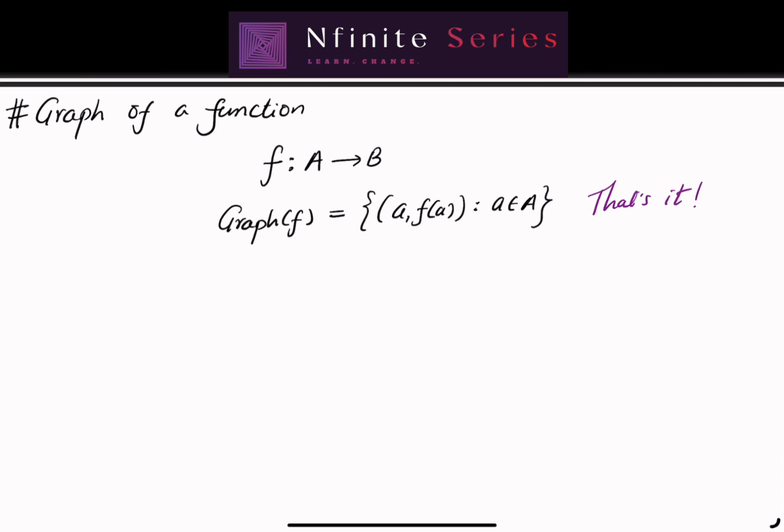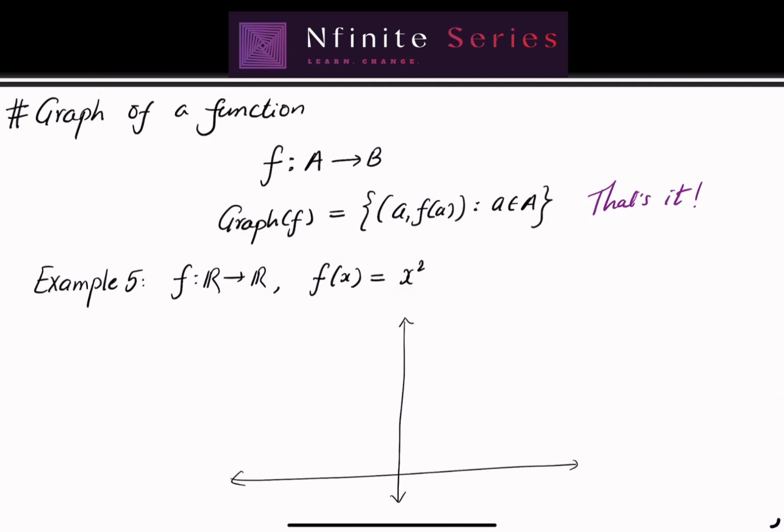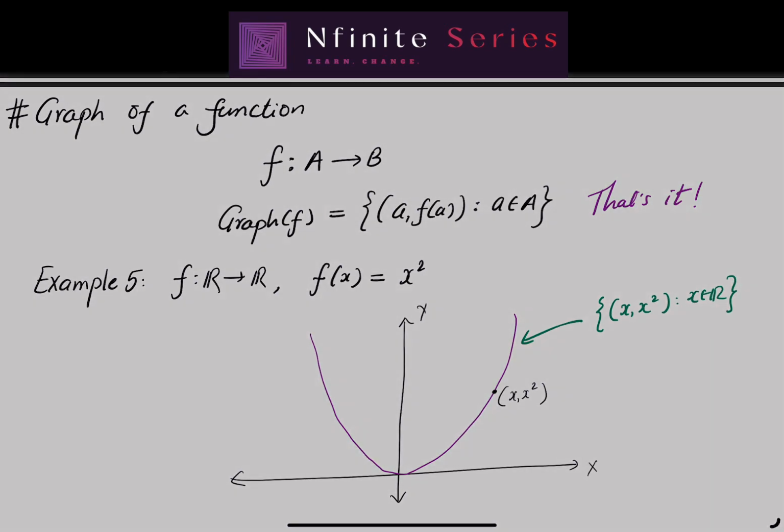And the definition actually coincides with the graph we are familiar with from elementary mathematics. For example, consider this function that we are already familiar with. f(x) is equal to x squared. We know what its graph looks like, right? Let's draw it. Here is the x-axis, here is the y-axis. The graph of this function looks like this. And how do we actually obtain this graph? We plot these points, and these points are (x, x squared). So this graph is nothing but the set of all these pairs (x, x squared), where x is taken from the domain R. And this is the definition of the graph.